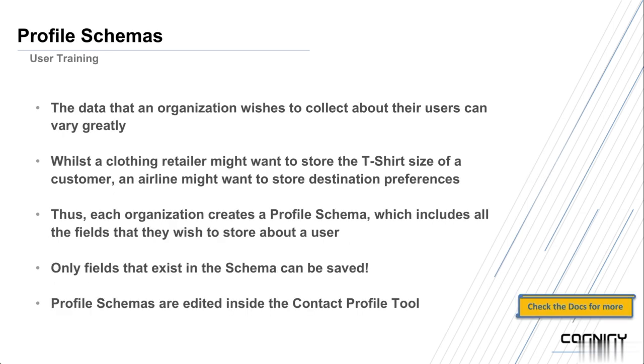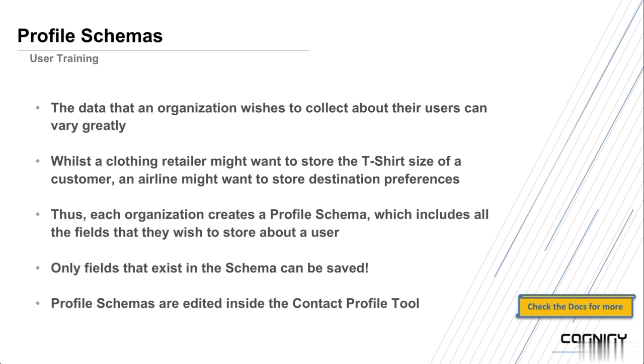Profile schemas. The data that an organization wishes to collect about their users can vary greatly. While a clothing retailer might want to store the t-shirt size of a customer, an airline might want to store destination preferences. Thus, each organization creates a profile schema, which includes all the fields that they wish to store about a user. Only fields that exist in the schema can be saved.